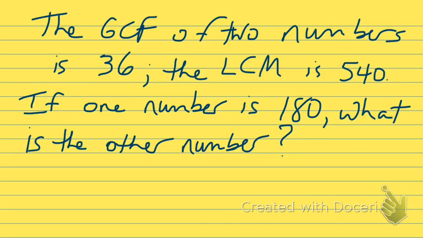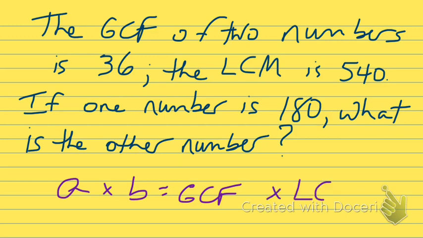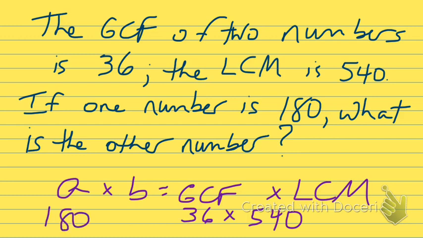Now we do have a formula. It is A times B is the same as the GCF of A and B times the least common multiple of A and B. Okay, well, let's plug in what we know. We know that the greatest common factor is 36. We know the least common multiple is 540. One of the numbers is 180. The other one is a surprise. Okay, well, we'll find out.